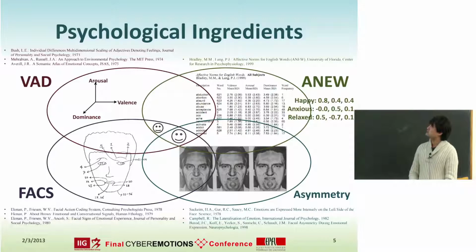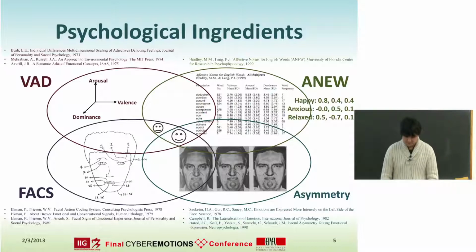Another example is anxious. Anxious is more or less neutral for valence, the arousal is quite high, 0.5, and the dominance is a little bit higher. For the relaxed emotion, as you know, the arousal is very low. It was -0.7.